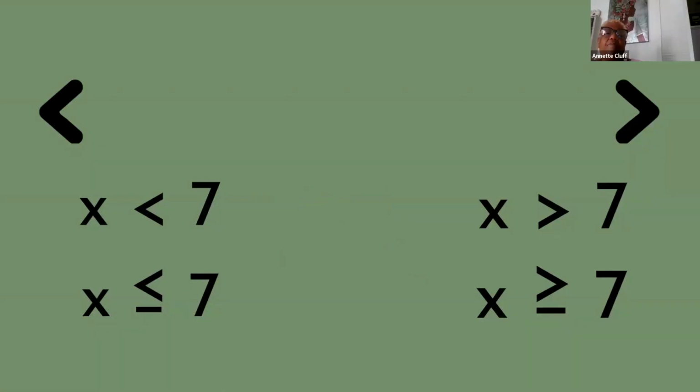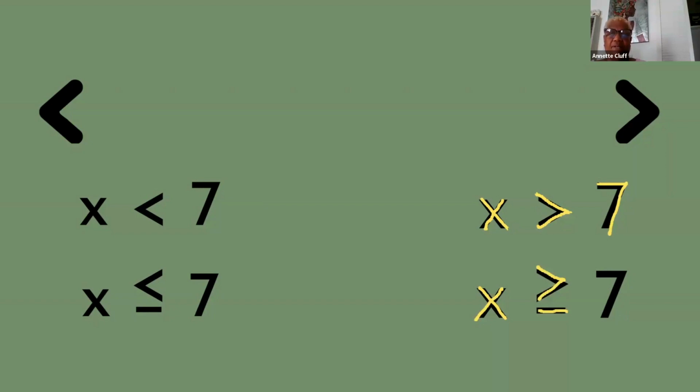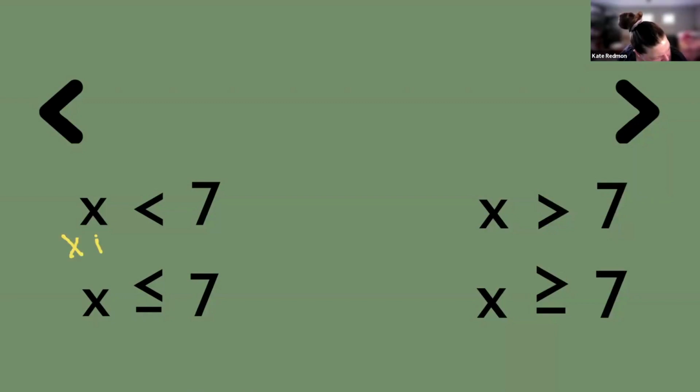Okay, so I'm going to have you read this one for me. X is greater than 7. Beautiful. Now let's try this one. X is greater than or equal to 7. Gorgeous. So that's the idea, greater than or equal to 7. I need to have at least 7 of something. I need to have at least 7 pizzas for this party. I could have equal to 7 or I could have more than 7, but I got to have at least 7. I'm just going to write down the wording. You can put it in your notes if you want to.